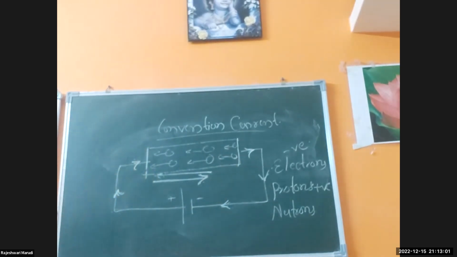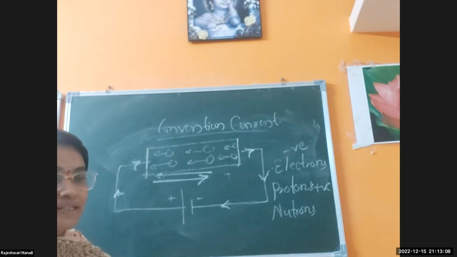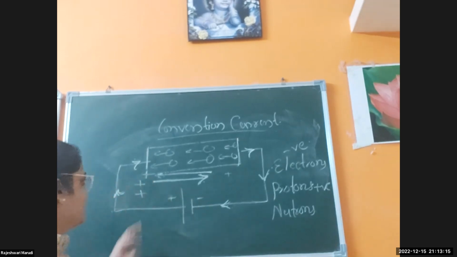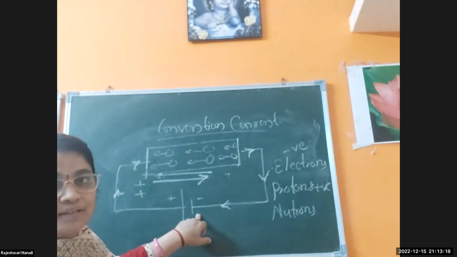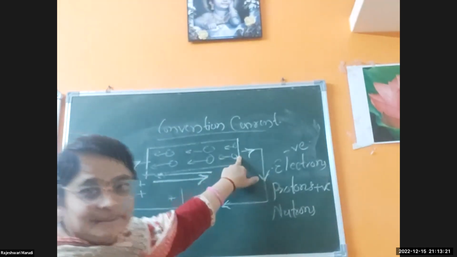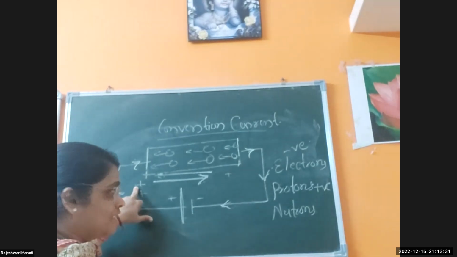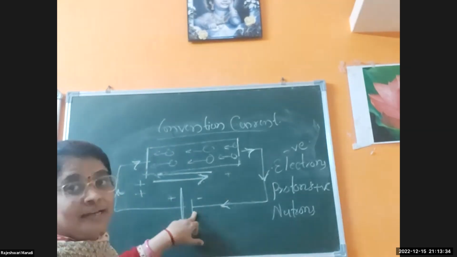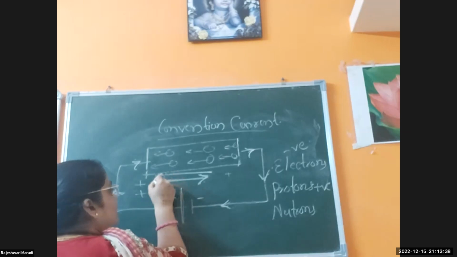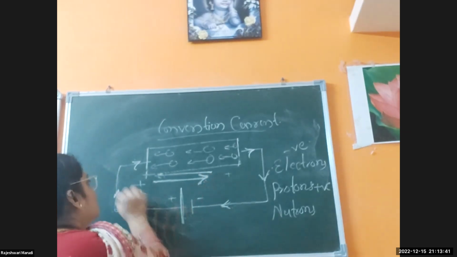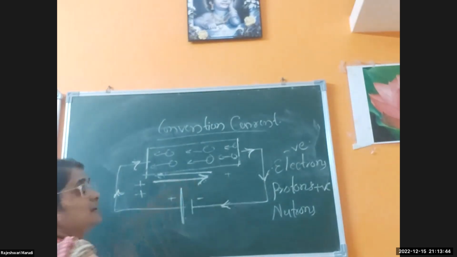So according to them, if it is a positive charge, then what are the properties of charges? Unlike charges attract each other. So if positive charges are present, they must go to the negative end of the conductor. As these are positively charged, they must go to the negative terminal. So the current flow from the positive terminal to the negative terminal is known as conventional current.